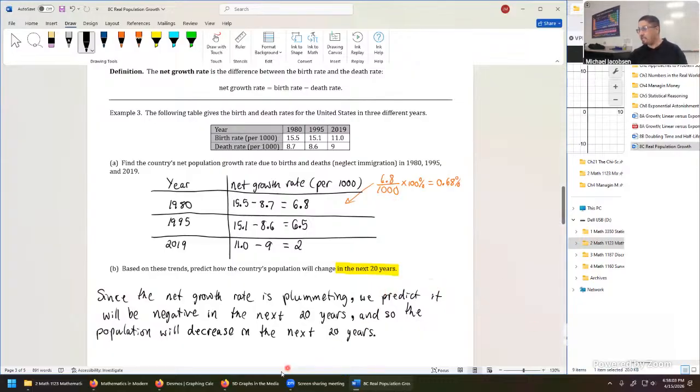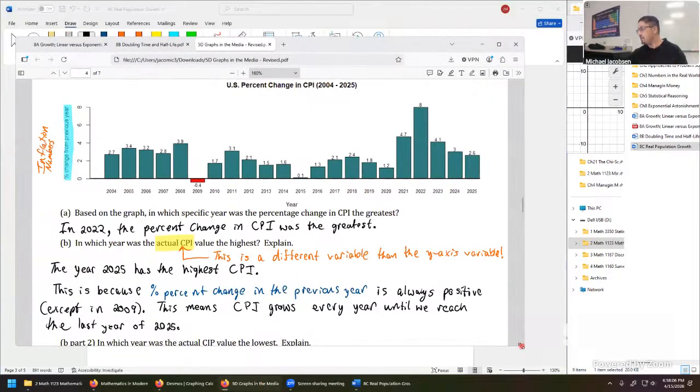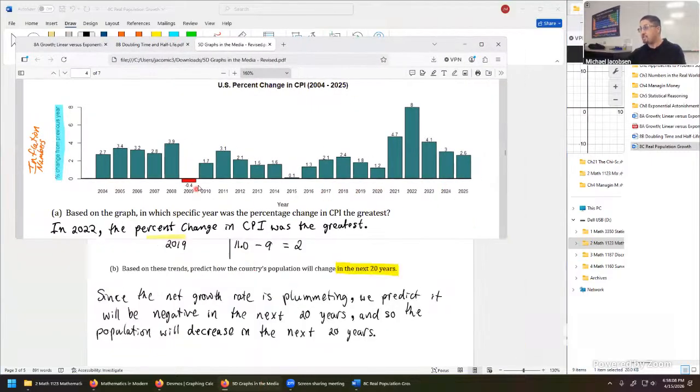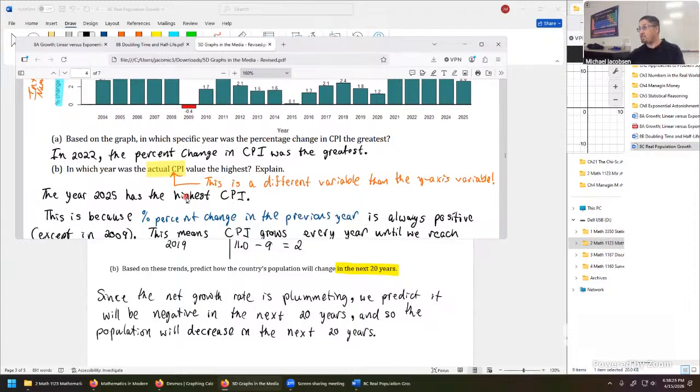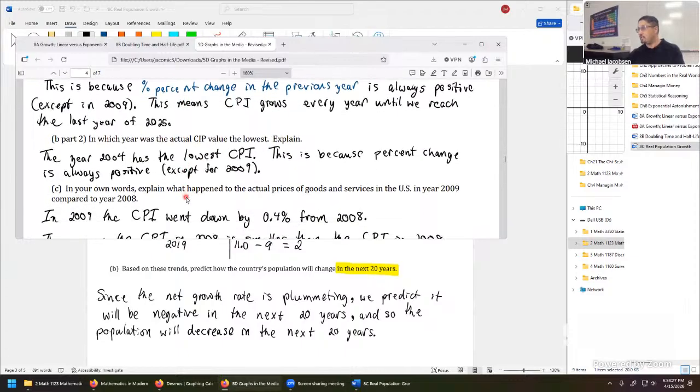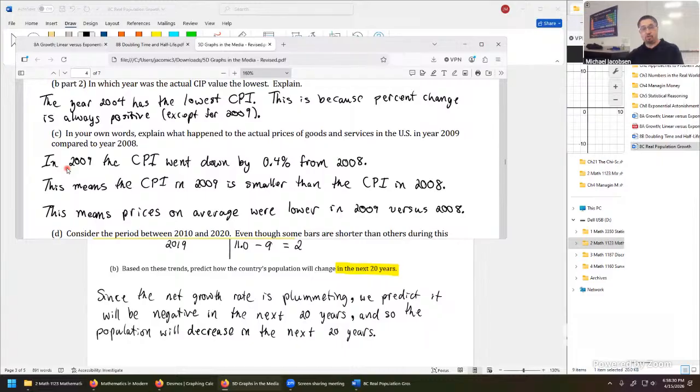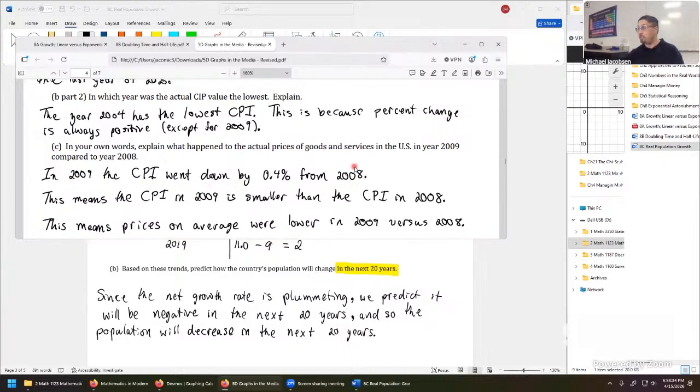So emphasizing we're going to get a negative value in the next 20 years and that the population is going to decrease, that's much like what happened in 2019. The moment a percent or growth rate of amount of people per 1,000, either kind of value, the moment it goes negative, means something is actually decreasing. And this is the one and only year in our CPI table that the CPI actually went down. Did we say anything about that? Yeah, in 2009, the CPI actually went down from the 2008 value.